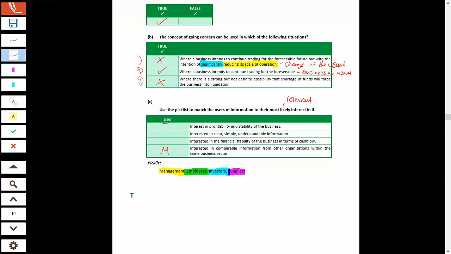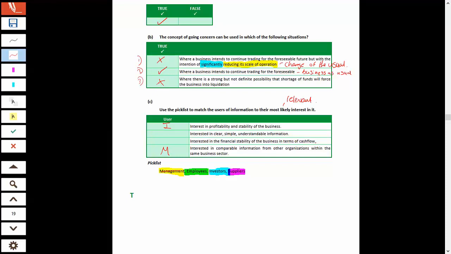We can also identify that it must be investors that would be most interested in the profitability and stability of the business, because what do investors want? Money. They've made an investment, they want a healthy return on it. So the profitability of the business is very, very much in their interest, not what's going on elsewhere, not necessarily how simple the information is.